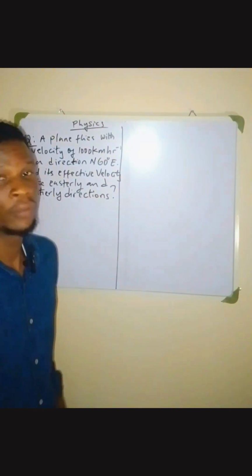Alright, viewers, let's consider this question. The question says a plane flies with a velocity of 1000 km per hour in a direction 60 degrees north of east. Find its effective velocity in the easterly and northerly directions.